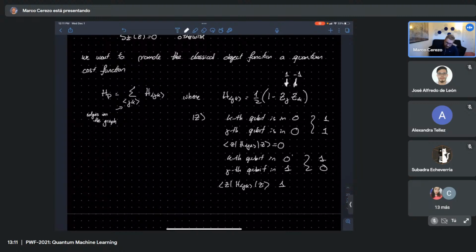Let me just check. Am I saying this correctly? If both of the qubits are in the same, we get 1, 1. And then this is 1 minus 1. Yes, this is correct.